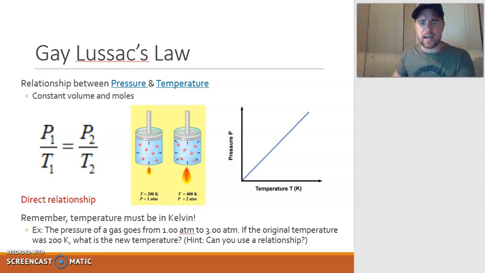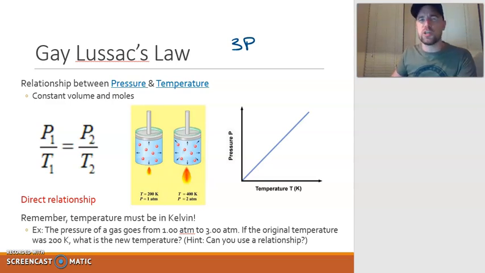Suppose the pressure of a gas goes from 1 atmosphere to 3 atmospheres. If the original temperature was 200 Kelvin, what is the new temperature? And I'll give you a hint, can you use the relationship? So what do I notice about the pressure? The pressure goes from 1 atmosphere to 3 atmospheres. In other words, the pressure is tripling, right? So if I think about 3P.